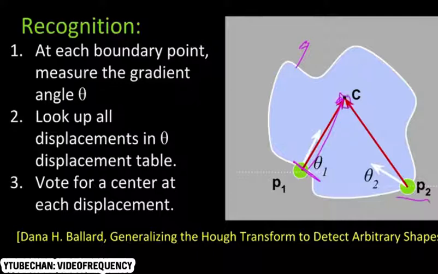Then later at P2, we find its orientation. We find all the displacement vectors that are associated with that orientation. That one definitely has this one, so that votes as well. And the whole idea is that the correct reference point gathers a whole bunch of votes. So what you're doing is you're using this table, this R table or Hough table, in order to tell each point in the new test image how to vote.